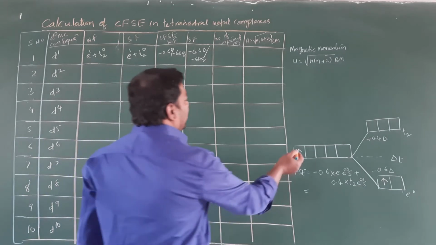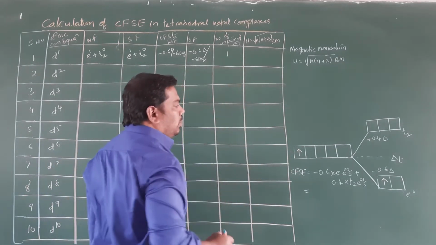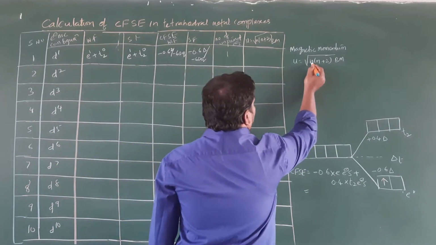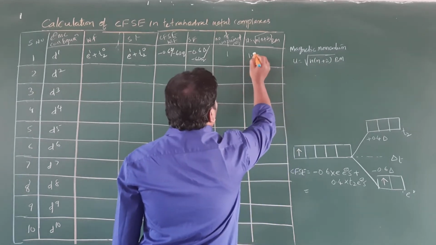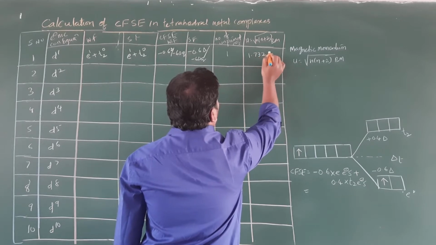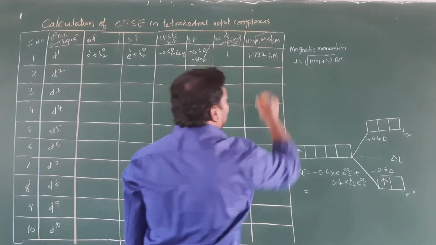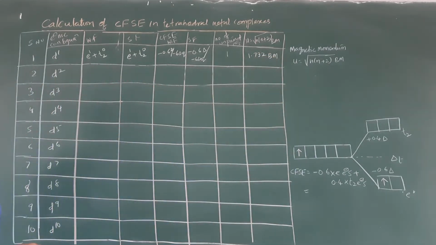The number of unpaired electrons is only one, students. Therefore the magnetic moment is the square root of 1 times (1 plus 2), that means root 3. Root 3 is nothing but 1.732 Bohr magneton. We have already seen these values for octahedral metal complexes.